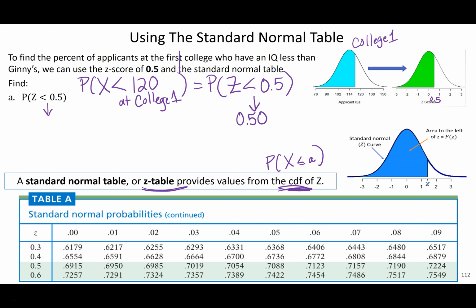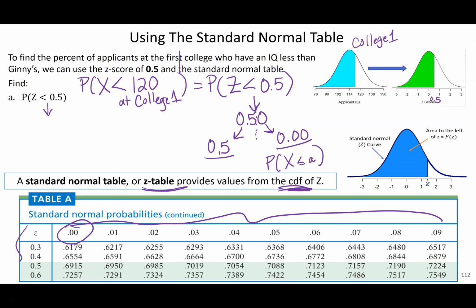And what we essentially do is separate the hundredths place from everything in front of it. So I can break this up into 0.5 and 0.00. If I combine them together, I would get back to 0.50. So I'm going to look here for the hundredths place. Okay, I'm using 0. And look here, this is a very edited table, for 0.5. So where it lands here, that probability is 0.6915.